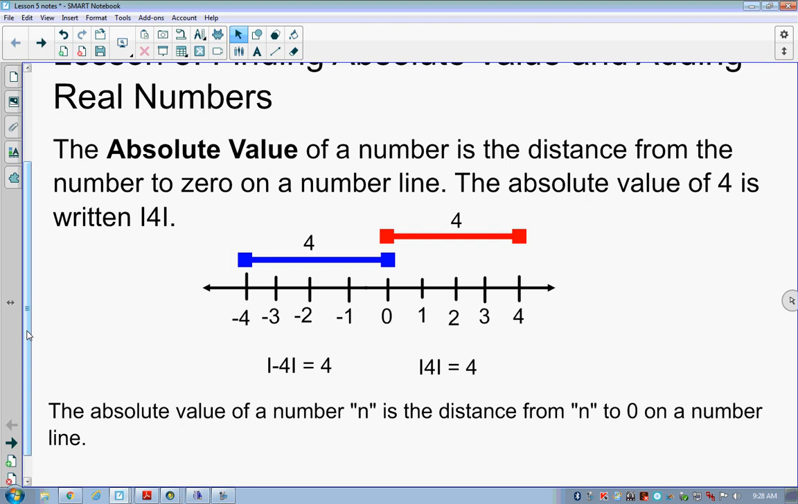So the absolute value of a number, let's say n, for instance, just as a variable, we could plug anything in, is the distance from that number to 0 on a number line, whether it's positive or negative, okay? Whether it's a decimal or a fraction, right? Can I put decimals and fractions on a number line? Yes, yeah, we can. Okay, so it's not always just whole numbers. We can use fractions and decimals, okay? That's why it said we're talking about real numbers.